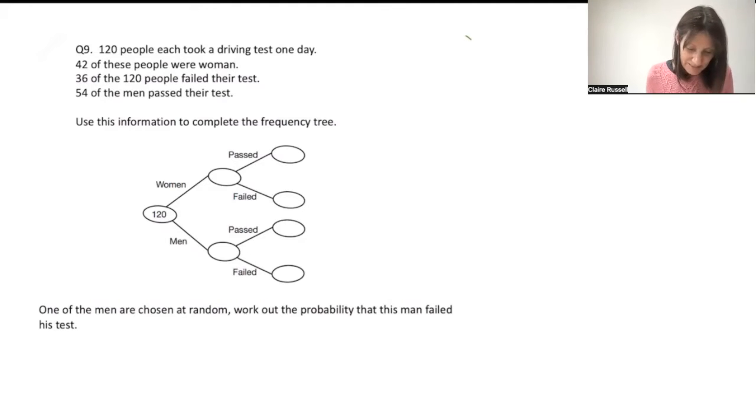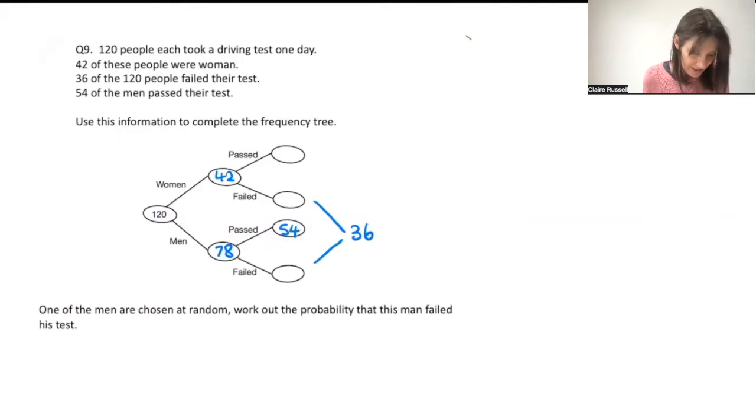Okay, so 120 people each took a driving test one day. 42 of them are women. So I can pop my 42 in, and of course I can straight away work out what my men are. It then says 36 of the 120 people failed their test. So that's 36 in total. So that circle and that circle must add to 36 eventually. 54 of the men passed. So 54 is going to live there.